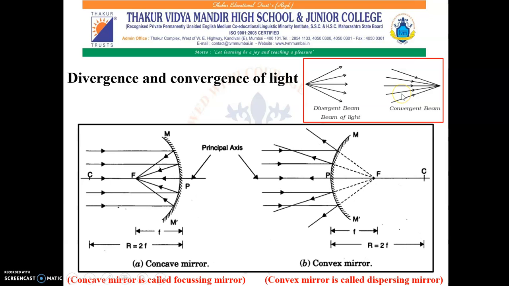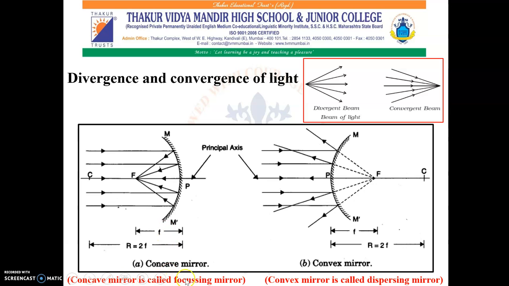Whereas in a convergent beam, light rays come together after reflection and refraction at a single point that is known as the focus. All the rays of light are focusing at a single point. These are called convergent beams of light rays.